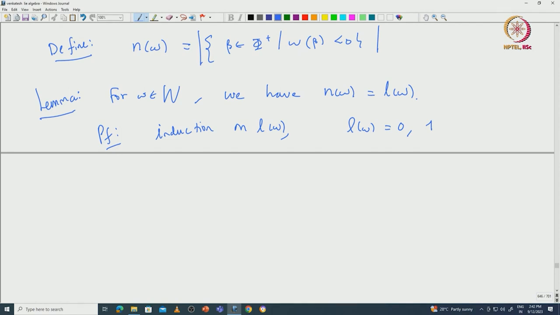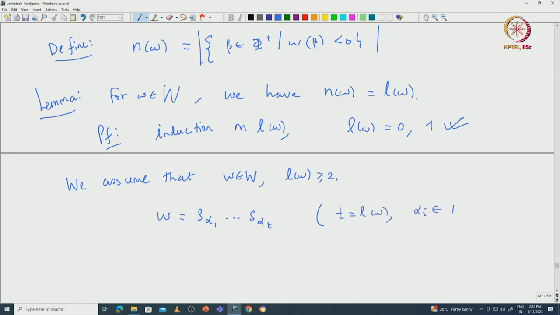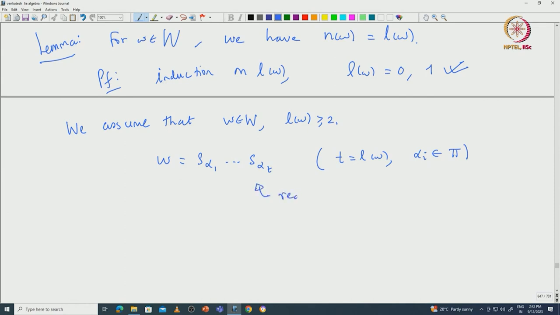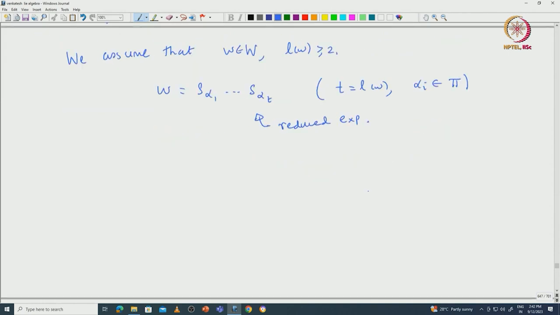Now, because these basic cases are done, we assume that W is in W with length of W at least 2. Then we can write W as a reduced expression, S alpha 1 etcetera S alpha T, where T is the length of W and these alpha i are coming from pi. If you set alpha equal to alpha T, then W S alpha has length 1 less than W, because this is a reduced expression. If you take W S alpha, then S alpha 1 etcetera S alpha T minus 1 will be a reduced expression for W S alpha. So, length of W S alpha must be exactly length of W minus 1.